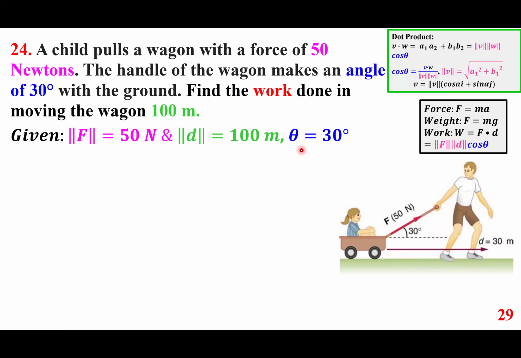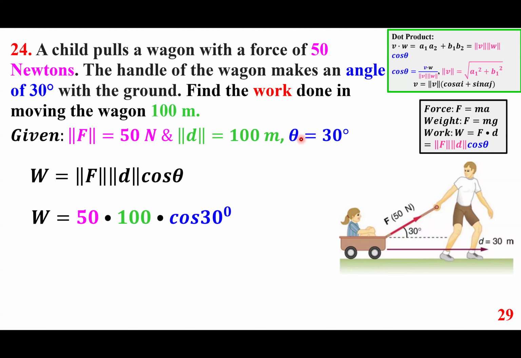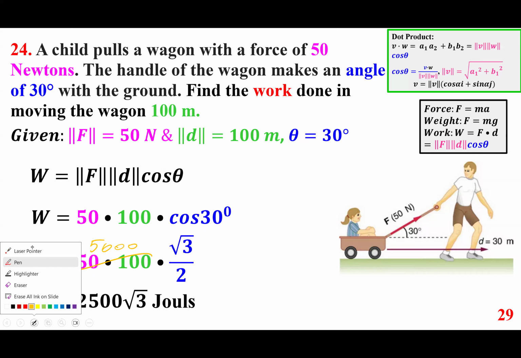So it's not simply the product of the two. Because the angle is 30 degrees, we have to go with the magnitude of F times magnitude of D times cosine theta to come up with the work. So this is 50. This is 100. And this is cosine of 30 degrees, which we should know is a common angle, square root of 3 over 2. 5,000 divided by 2 is 2,500. So we get 2,500 square root of 3 joules precisely.